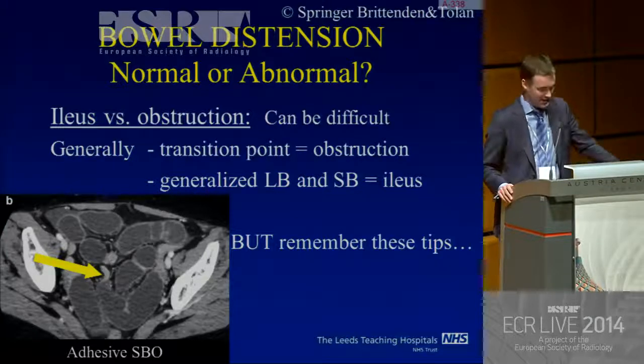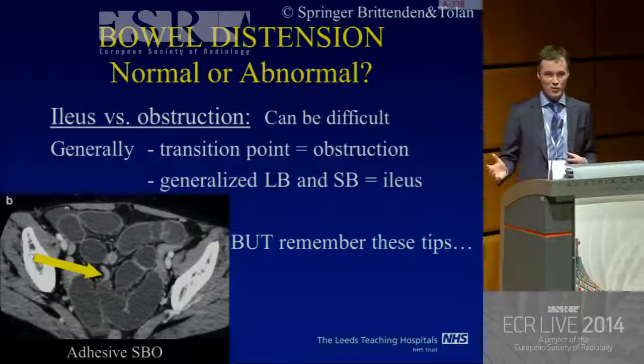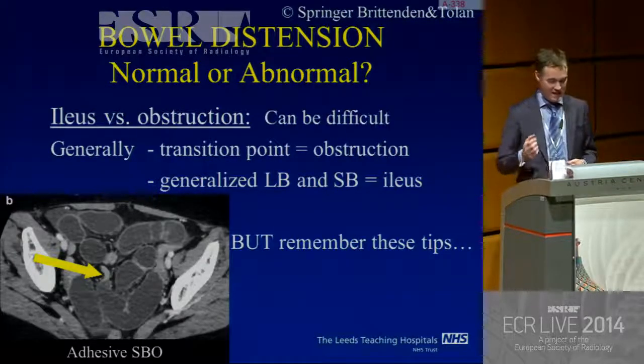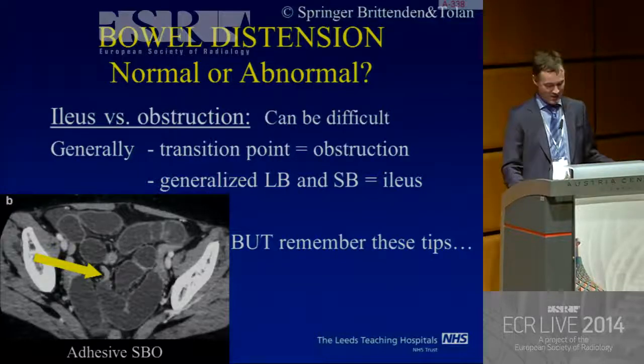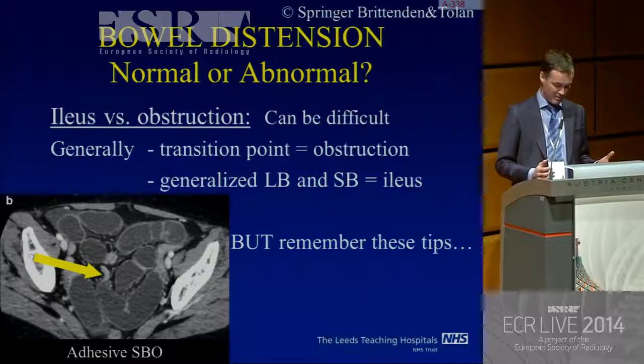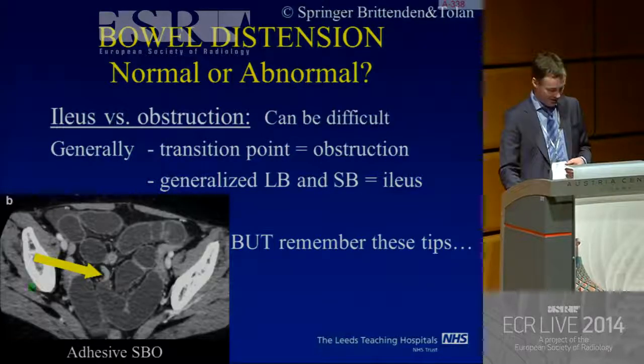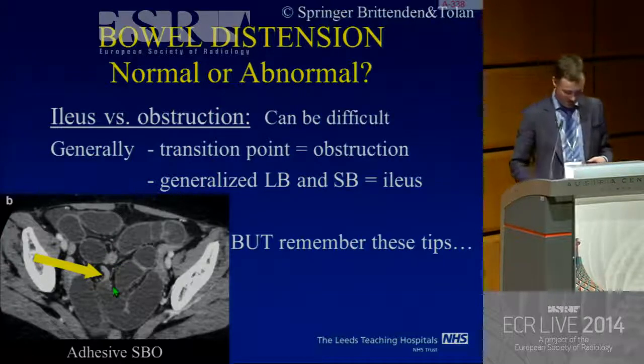Next, abdominal distension. How do we differentiate what's normal from abnormal? Well, the key thing that we need to work out is: is the patient obstructed or is it an ileus? Generally speaking, with obstruction, we're looking for a transition point. In ileus, we're looking for generalized dilatation of the small bowel or the large bowel. But there are a couple of tips, because cases aren't always as straightforward as this one, where there are adhesions.